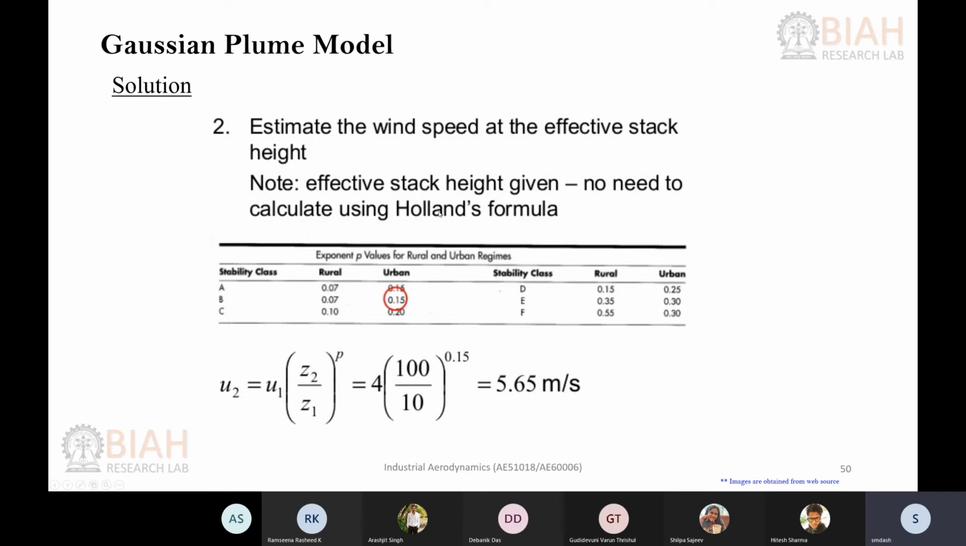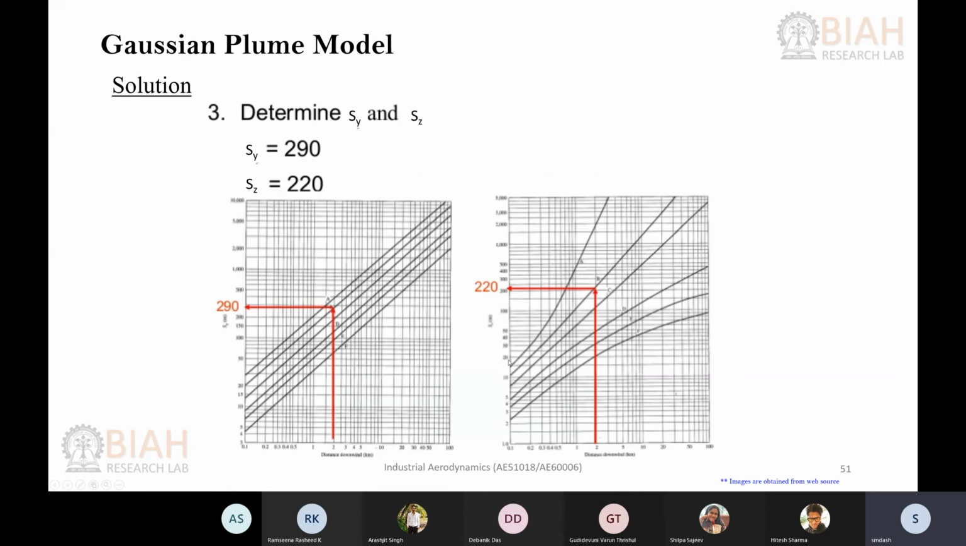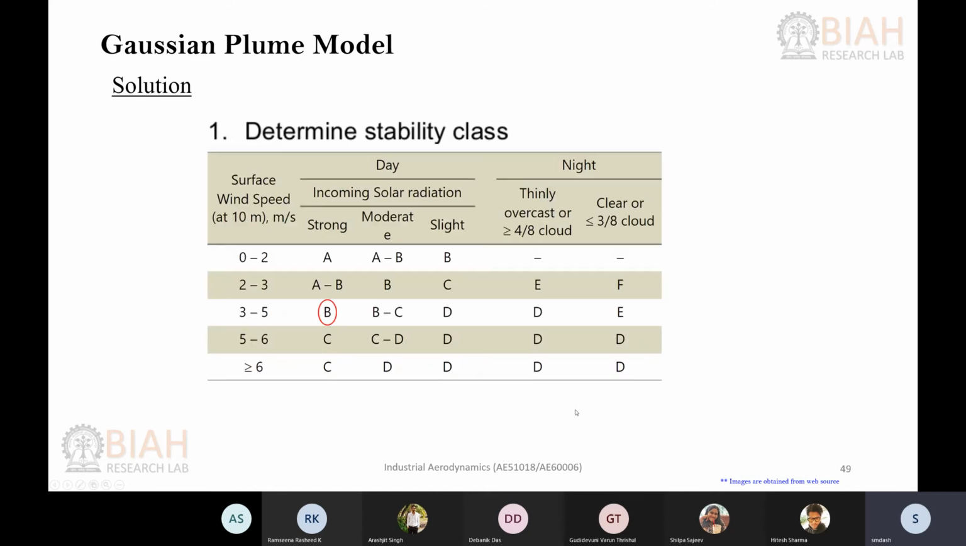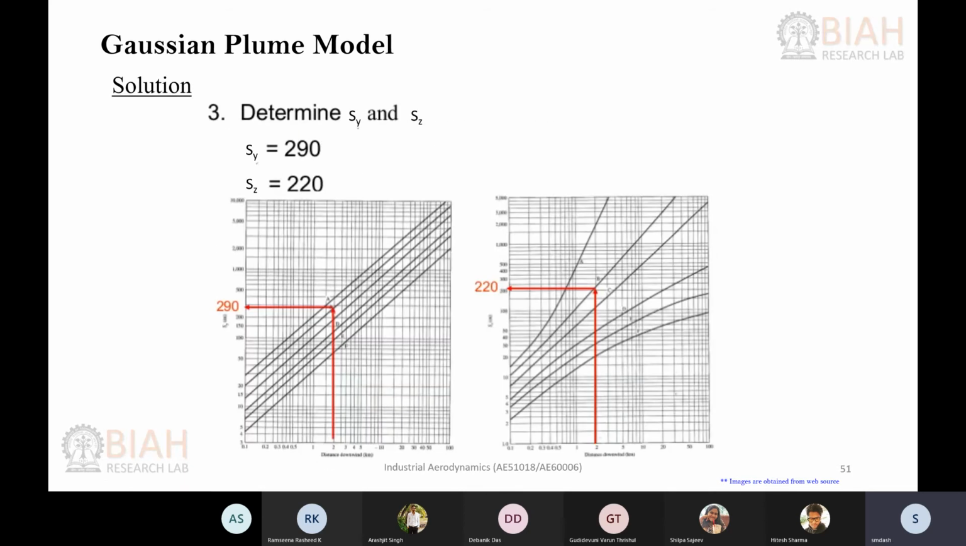Here it is mentioned that you don't have to use the Holland formula because your effective stack height is already known to you. Now the next thing is, you need to find out the standard deviation parameters along the y and z direction. What is the location we are interested in? It is 2 kilometers downwind. So the x distance will be 2 kilometers, for both cases, right? This is 2 kilometers downwind. So 2 kilometers, if you take it in this particular plot.